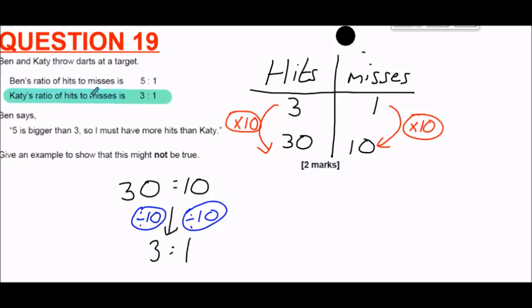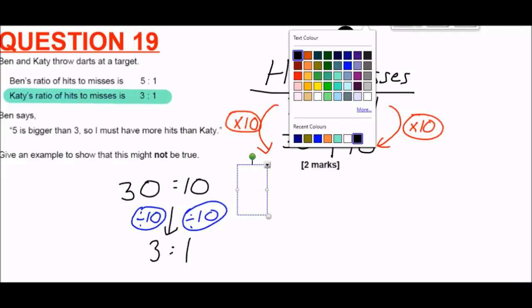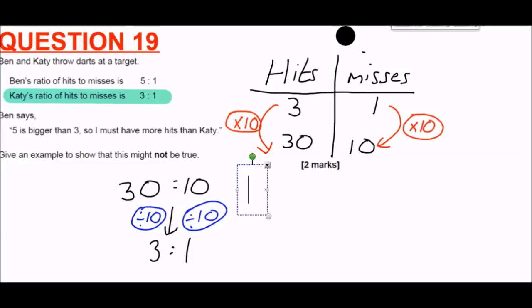So Ben may have just thrown 6 darts. Ben could have thrown 6, had 5 hits, 1 miss, whereas Katie, for all we know, because all we're given is a simplified ratio, not the raw data, Katie might have actually had 30 hits and 10 misses. And so giving an example to show this might not be true, all we need to do is try and put this into words as best we can.